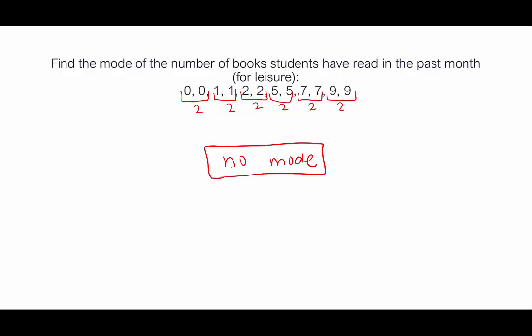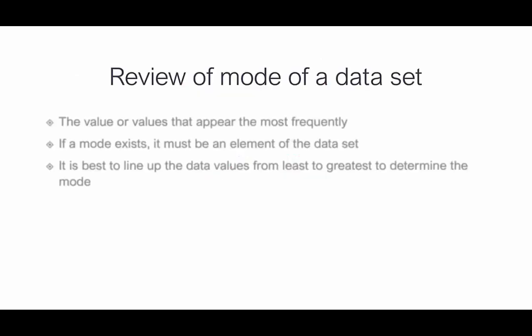And there we have it, some examples of finding mode. Let's review this one more time. So mode is the value or values that appear the most frequently in a data set, but the data set doesn't necessarily have to have a mode. If no number appears more frequently than others, then there is no mode. If the mode exists, then it must be an element of the data set. So we've seen with the mean and the median, the numbers don't actually have to be in the data set. For the mode, it does.